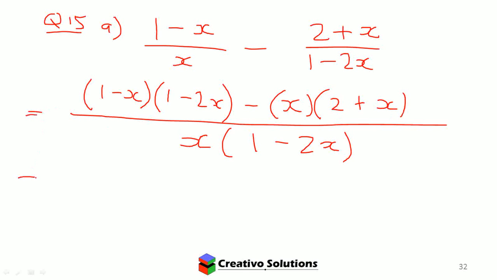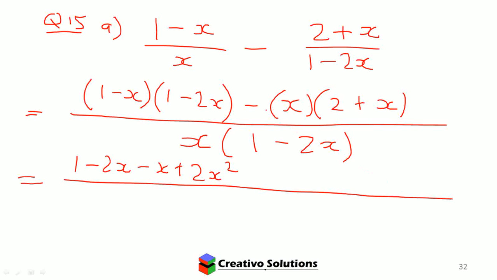Second step would then be to get rid of all these brackets by multiplying everything out. I'm going to multiply the top, so 1 times 1 is 1. 1 times minus 2x is minus 2x. Minus x times 1 is minus x. Minus x times minus 2x is a plus 2x squared. There's the first bit. And then I'm going to be looking at the second part. So I've got a negative x times the 2, so minus 2x. Then the negative times x gives me minus x squared, all over (x minus 2)(1 minus 2x).